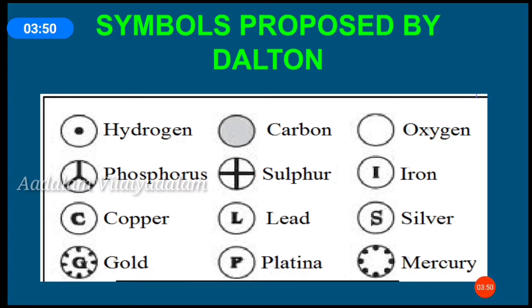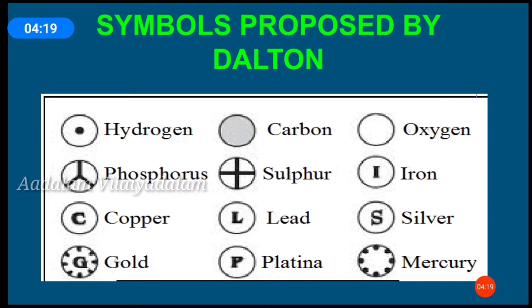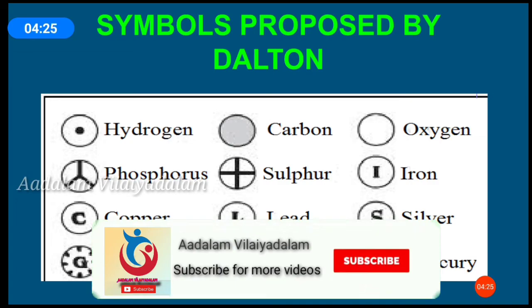Dalton was the first scientist to use symbols. He used a symbol and also the quantity of an element. Here are some of the elements and their symbols proposed by Dalton. Have a look at these symbols, children. Hydrogen, phosphorus, copper, gold, carbon, sulfur, lead, platinum, oxygen, iron, silver, mercury. These are the symbols proposed by Dalton.